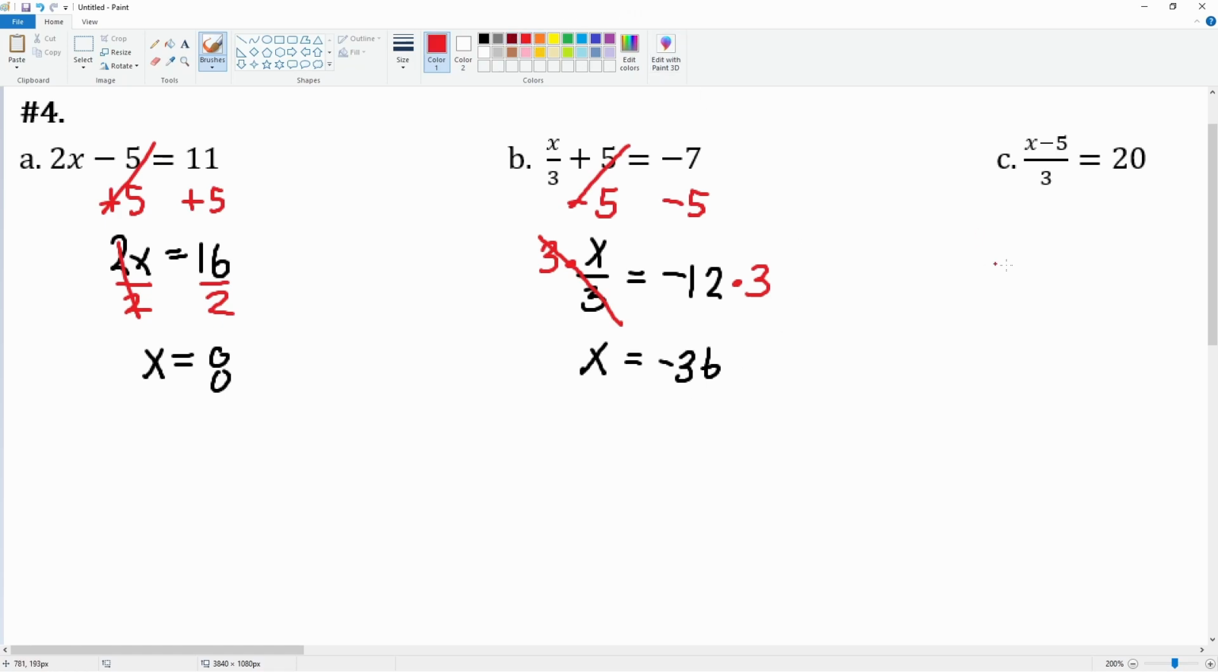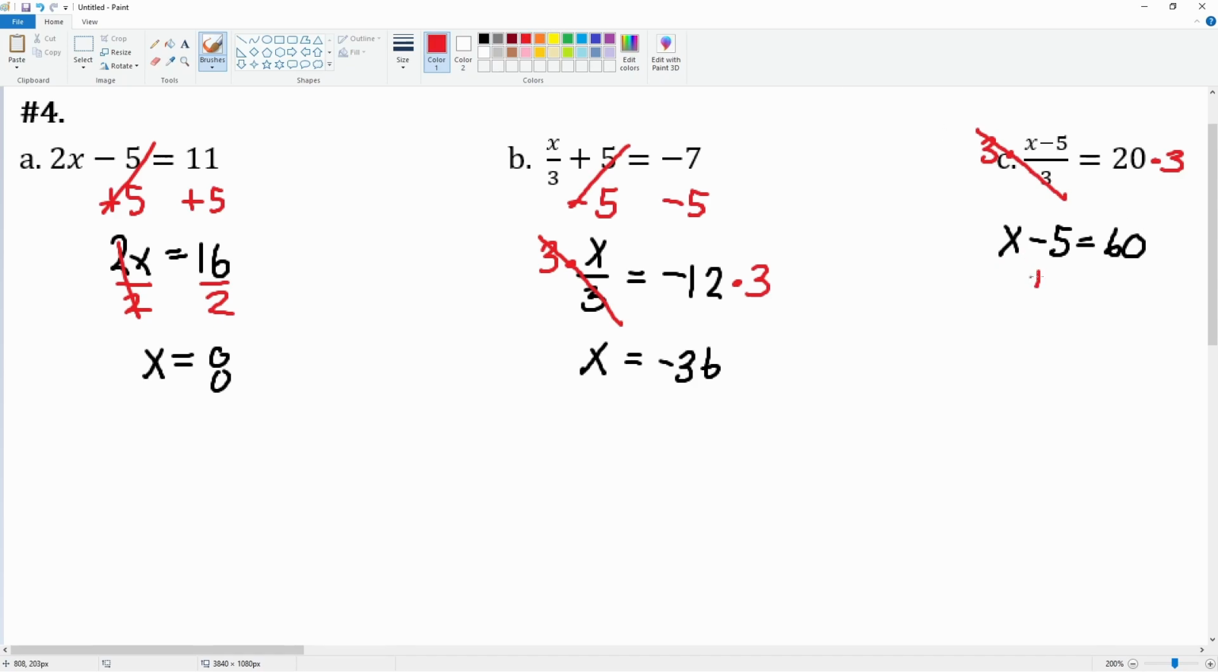C, we have a minus 5 inside the fraction. So let's get rid of the fraction first by making a number 1. So we're going to multiply 3 to both sides. 3 on top divided by 3 on bottom, this cancels, making a 1, leaving us with x minus 5 is equal to 60.